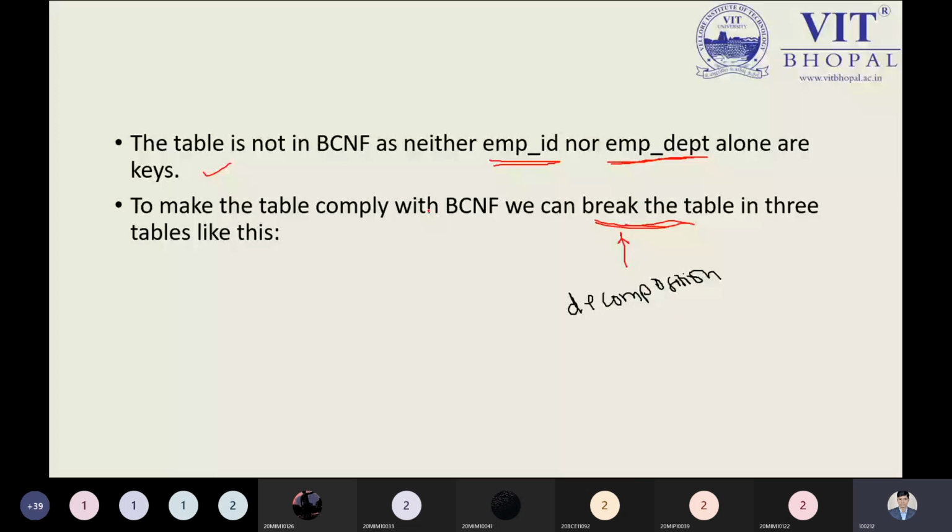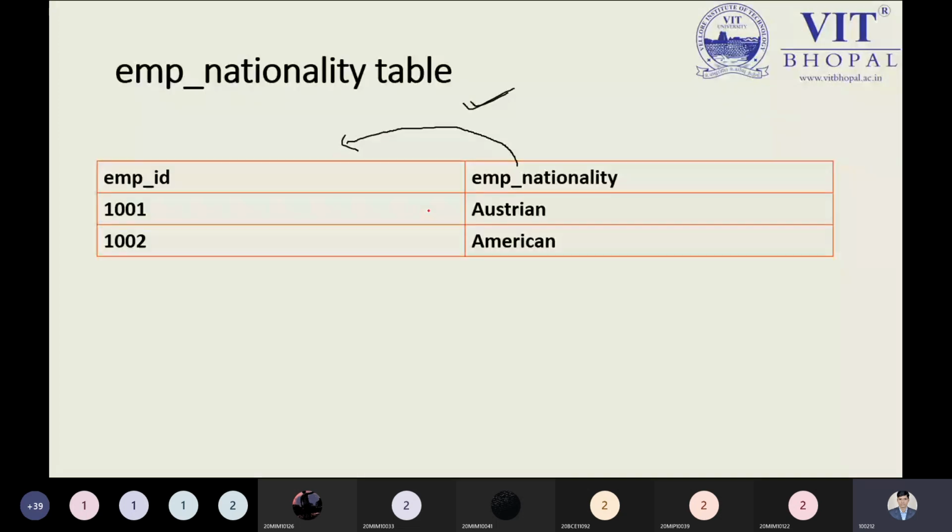So what we have to do, we have to break the table, and that is followed by the decomposition method. So we will divide our tables in two parts, or more than two parts if we have to, to follow the rule properly.